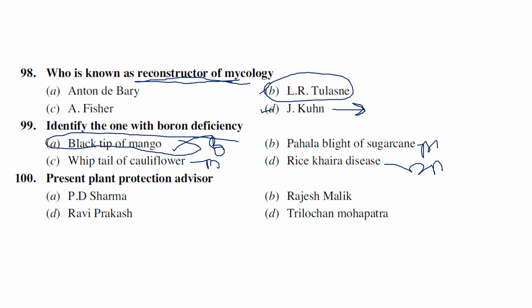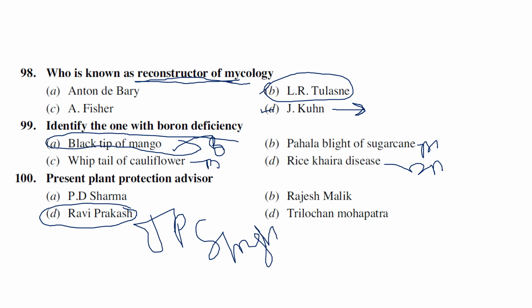Present Plant Protection Advisor: P.D. Sharma, Rajesh Malik, Ravi Prakash, Trilochan Mohapatra. While I was writing the book, at that time the Plant Protection Advisor was Ravi Prakash. The present Plant Protection Advisor is J.P. Singh.